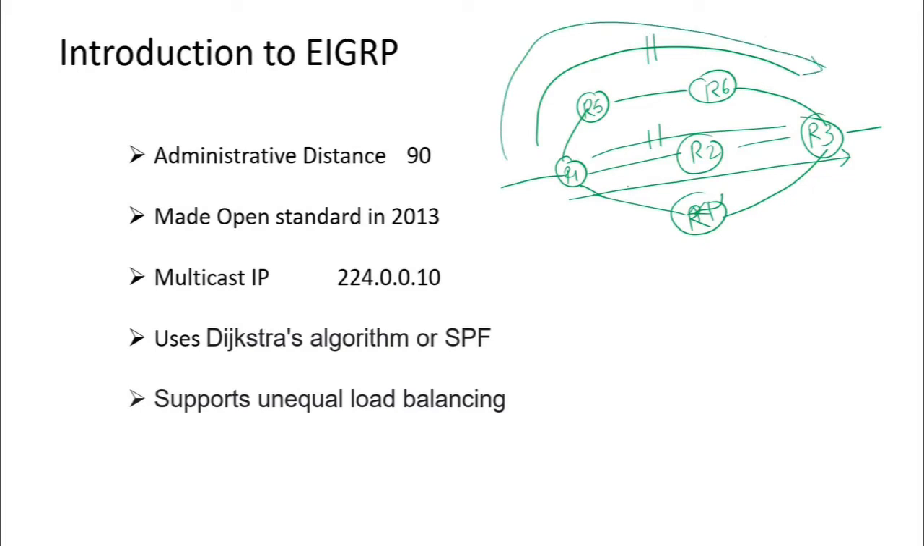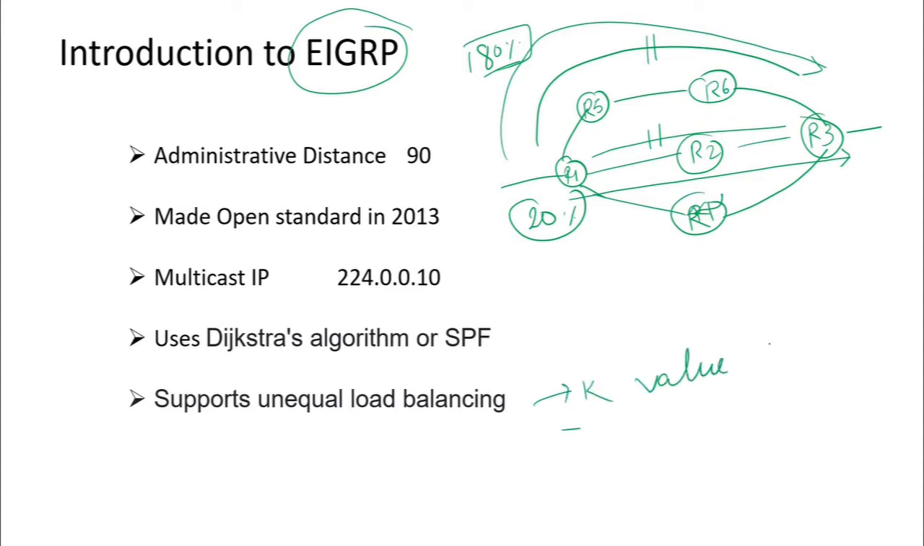You cannot distribute it so that 20% is going from this and 80% is going from this. You cannot do that in other routing protocols, while you can do 20% on this link and 80% on some other link via EIGRP. That is possible via EIGRP. We use some K values in that, although I'm not going to tell you how K values are configured, because that is a CCNP concept. That is quite advanced level. So here we are just covering CCNA only.